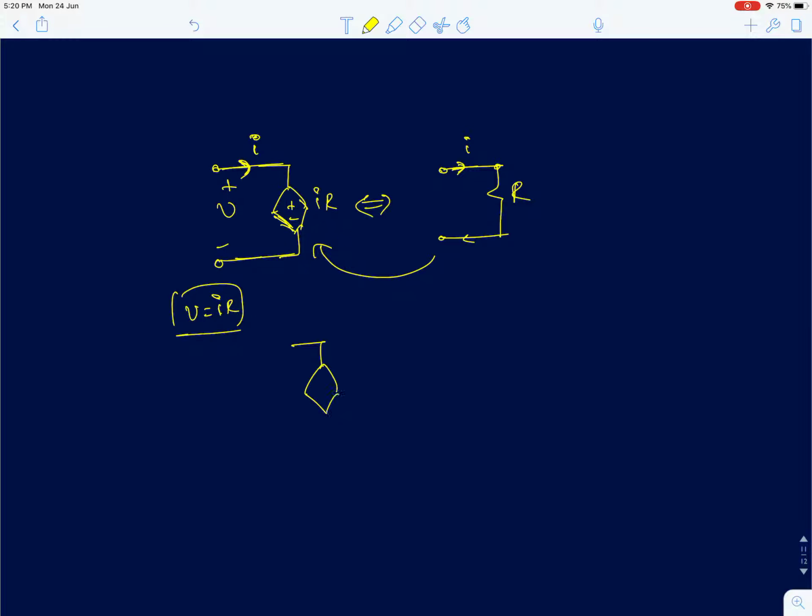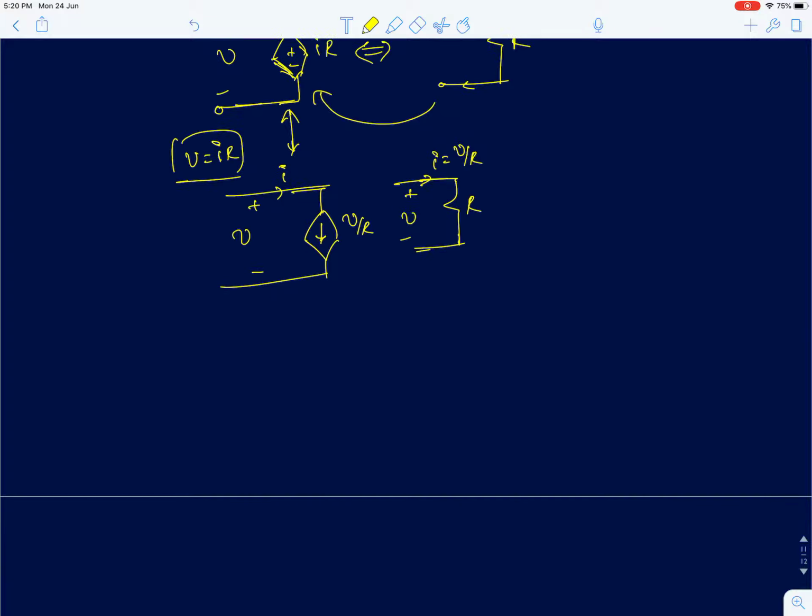Similarly, I can model a resistance also using a voltage dependent current source, where V is the voltage across this and I is given by V upon R. This is also equivalent to a resistance because we know the current through the resistance is simply V upon R. So these are the two dependent circuit models for resistors using dependent sources. So now I'll just take you through a set of problems.